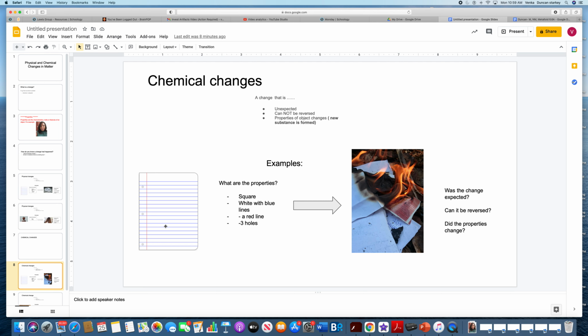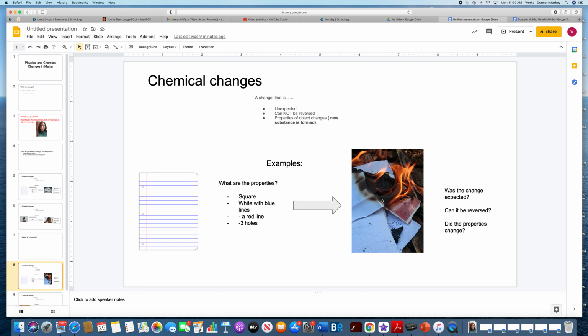Yes. Is it still square? No. Can we make it go back into a square? No. Is it still white with blue lines? No. Once it's completely burned, it's going to now be brown ash. Is it still going to have red lines? No. Those are going to be burnt away. Is it still going to have 3 holes? No. Is it still going to be paper? No. Now it's going to be ash.